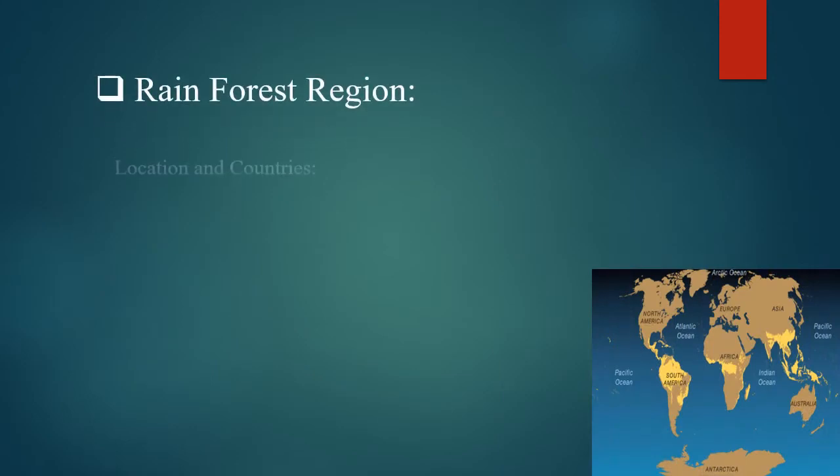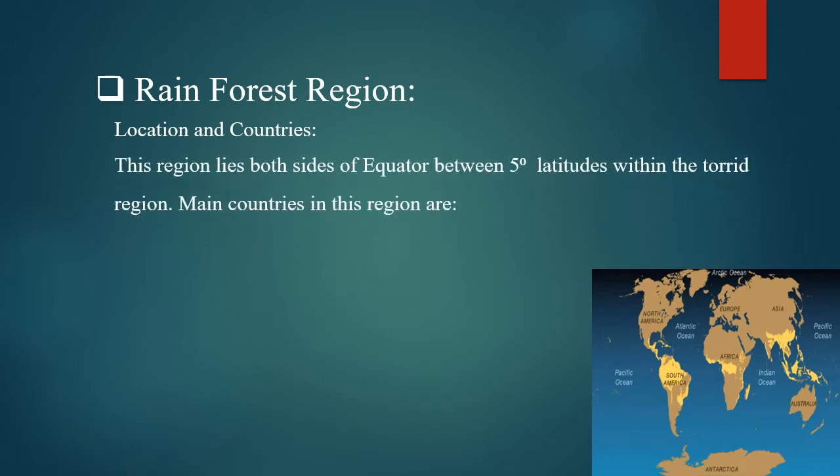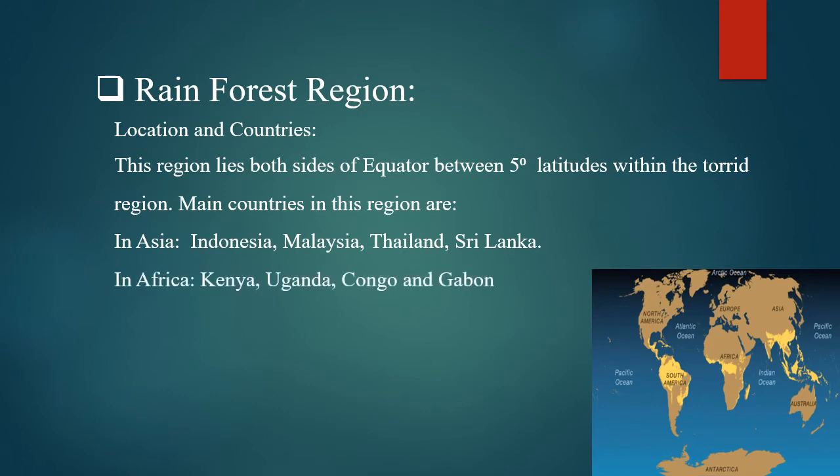Rainforest region. Location and countries. This region lies both sides of equator between 5-degree latitudes within the torrid region. Main countries in this region are in Asia, Indonesia, Malaysia, Thailand, Sri Lanka. In Africa, Kenya, Uganda, Congo, Gabon. In South America, Brazil, Colombia, Peru, and Ecuador.